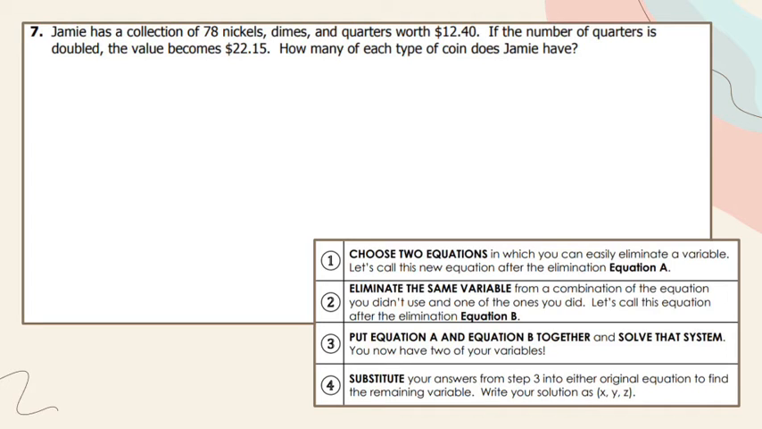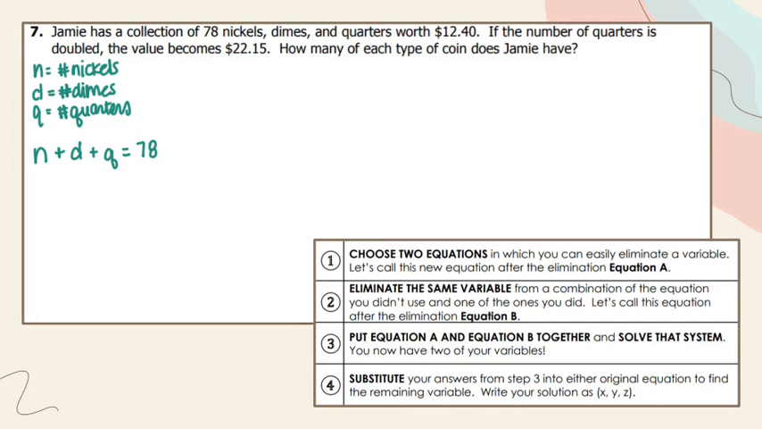Jamie has a collection of 78 nickels, dimes, and quarters. Stop there. We have nickels, dimes, and quarters. I'm going to call them N, D, and Q this time. N is the number of nickels, D is the number of dimes, and Q is the number of quarters. All right. He has a collection of 78 total. So that means one of our equations is N plus D plus Q equals 78.